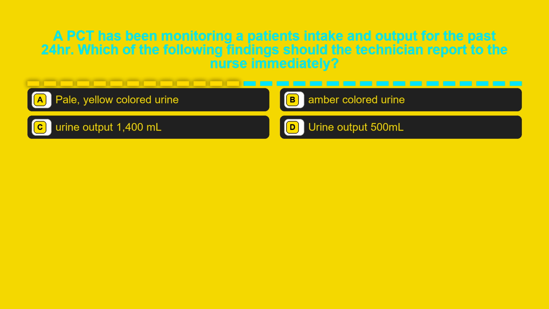Option A. Pale, yellow-colored urine. Option B. Amber-colored urine. Option C. Urine output 1,400 ml. Option D. Urine output 500 ml.